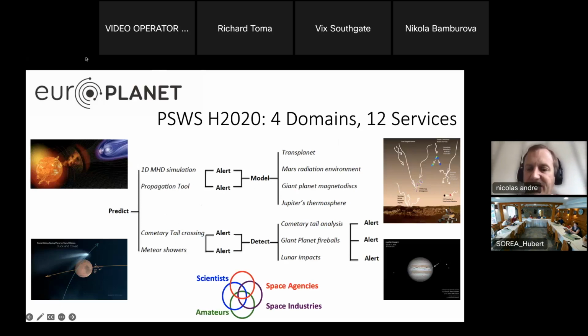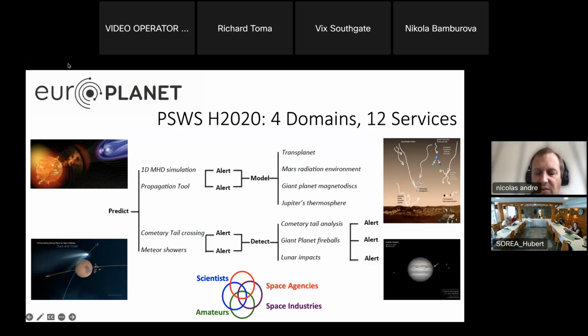So 12 services, and we can divide them into 4 domains. The first one is a domain in order to predict solar wind disturbance or solar system events. To predict the properties of solar wind disturbance, we had 2 tools: a propagation tool developed and adapted to our needs, and a heliospheric simulation using a more simple model, a 1D magnetohydrodynamic propagation simulation, in order to do that. For solar system events, we targeted in particular cometary tail crossing.